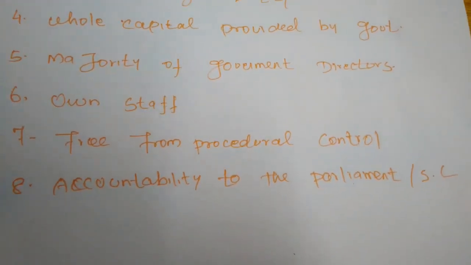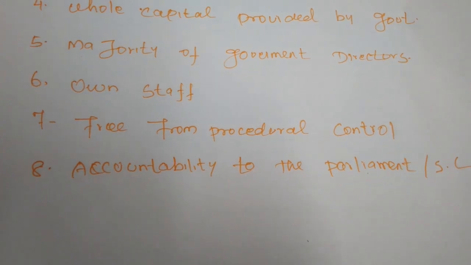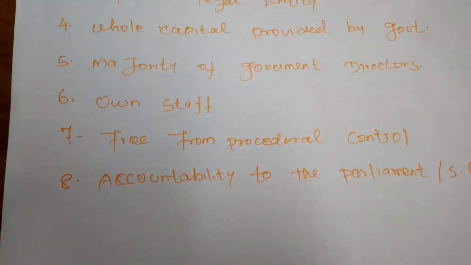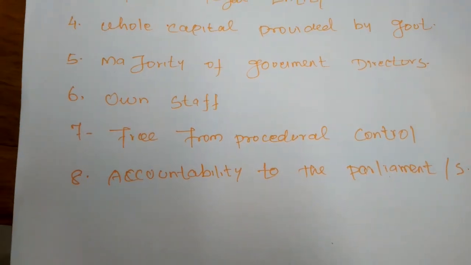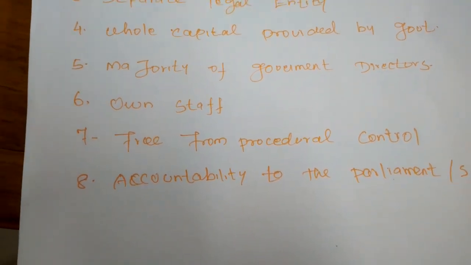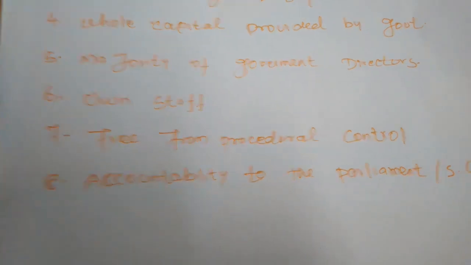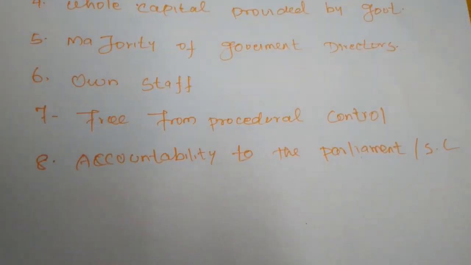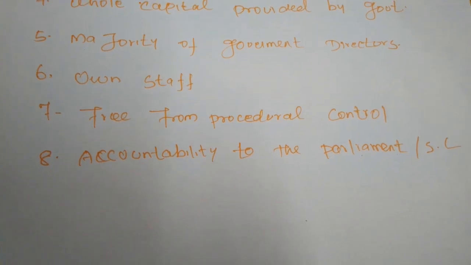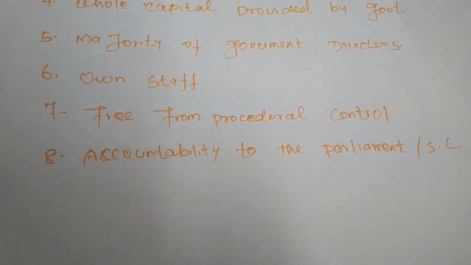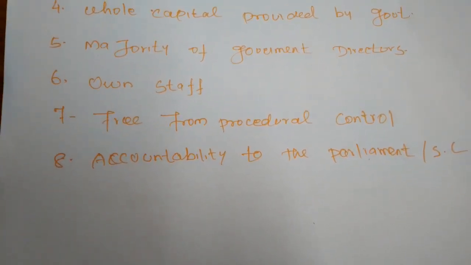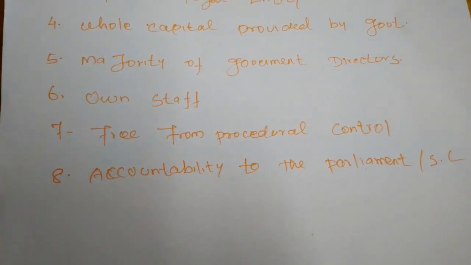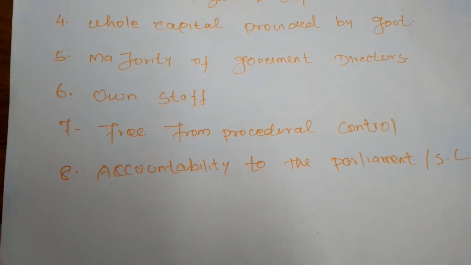Next, accountability to the parliament or state legislature. The annual report of a government company is placed before the parliament or the state legislature. If any company is going to undertake work in our nation or in our state, the government company has the accountability to submit its annual report to the parliament or the state legislature.